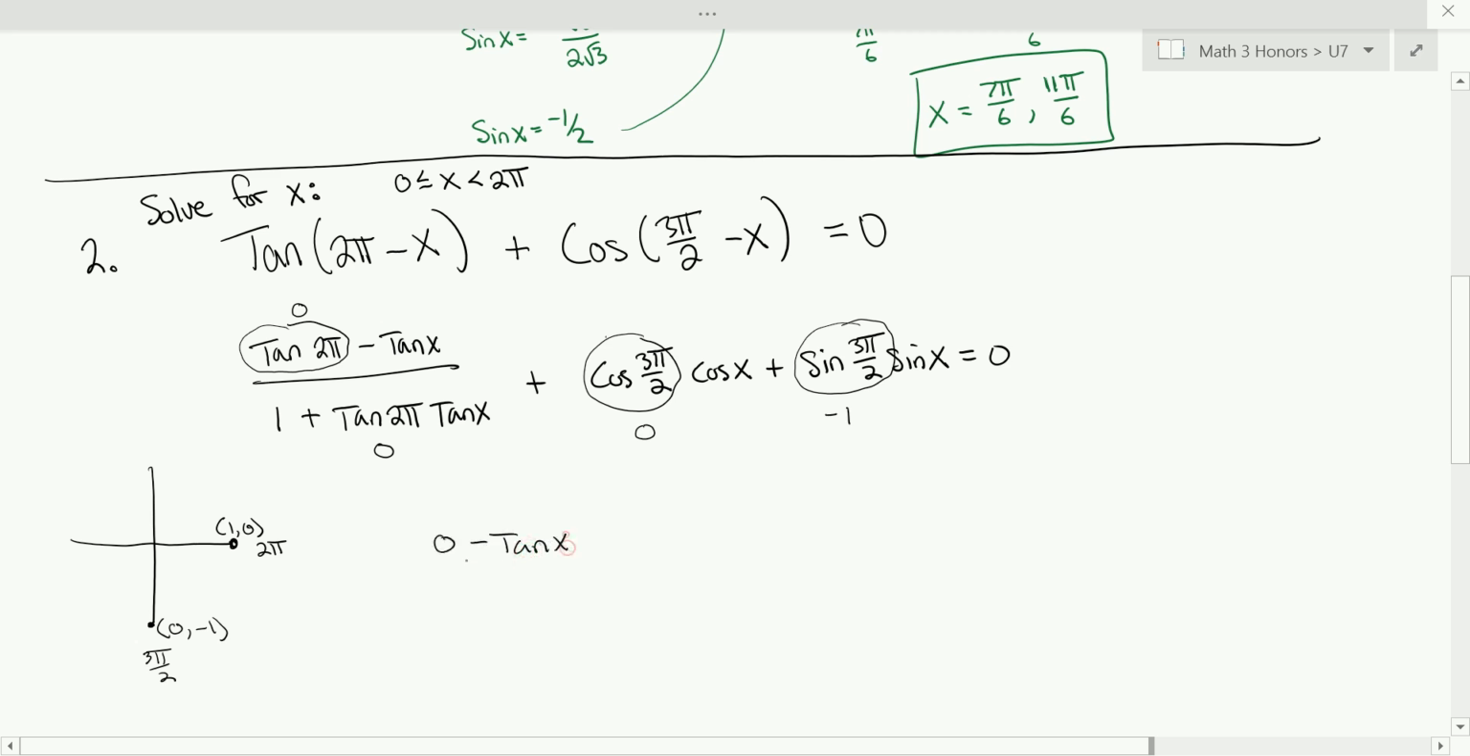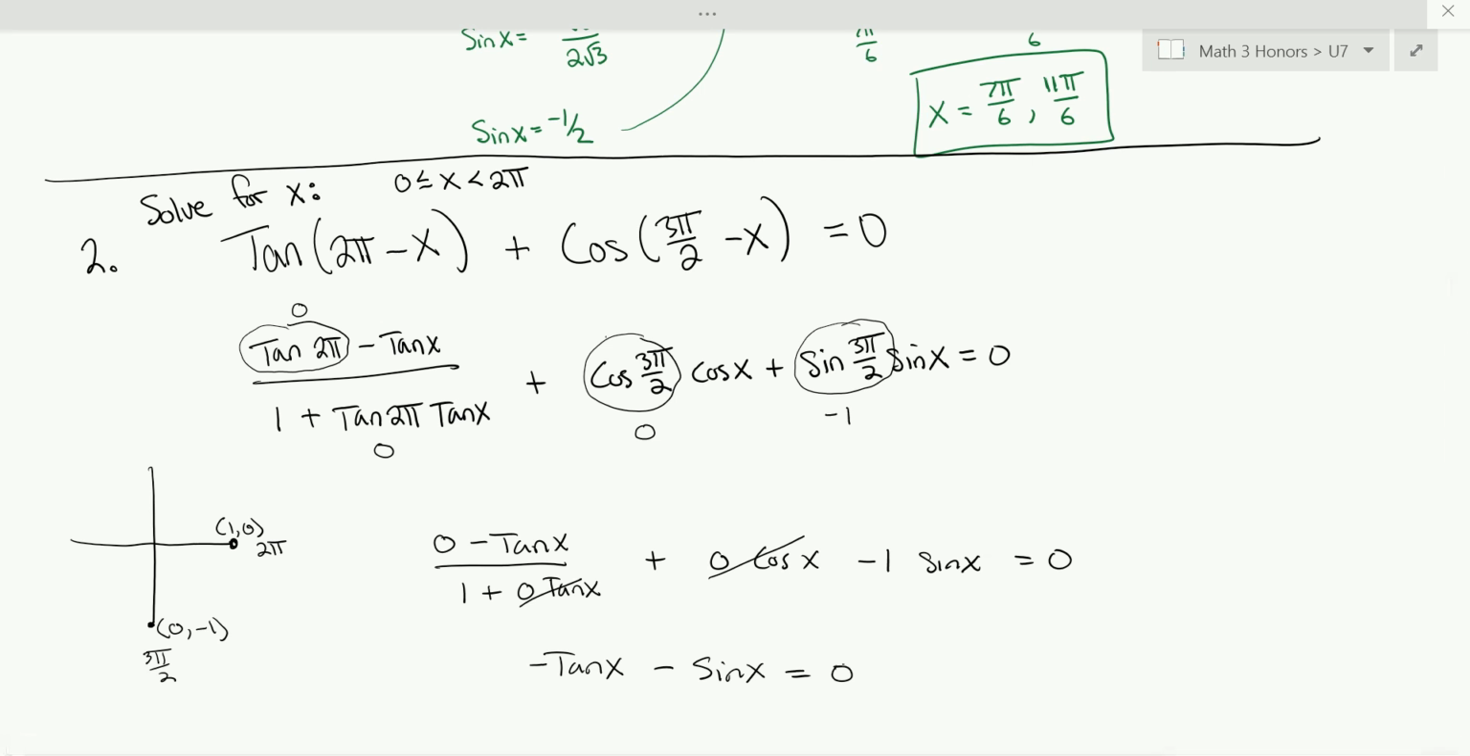And so I'm going to substitute in zeros and the negative 1, and I get 0 minus tangent x over 1 plus 0 times tangent x plus 0 times the cosine of x minus 1 times the sine of x is equal to 0. And anything times 0 is 0. So this ends up being the negative tangent x minus sine x equals 0. But we still have a problem because one's in terms of tangent, one's in terms of sine.